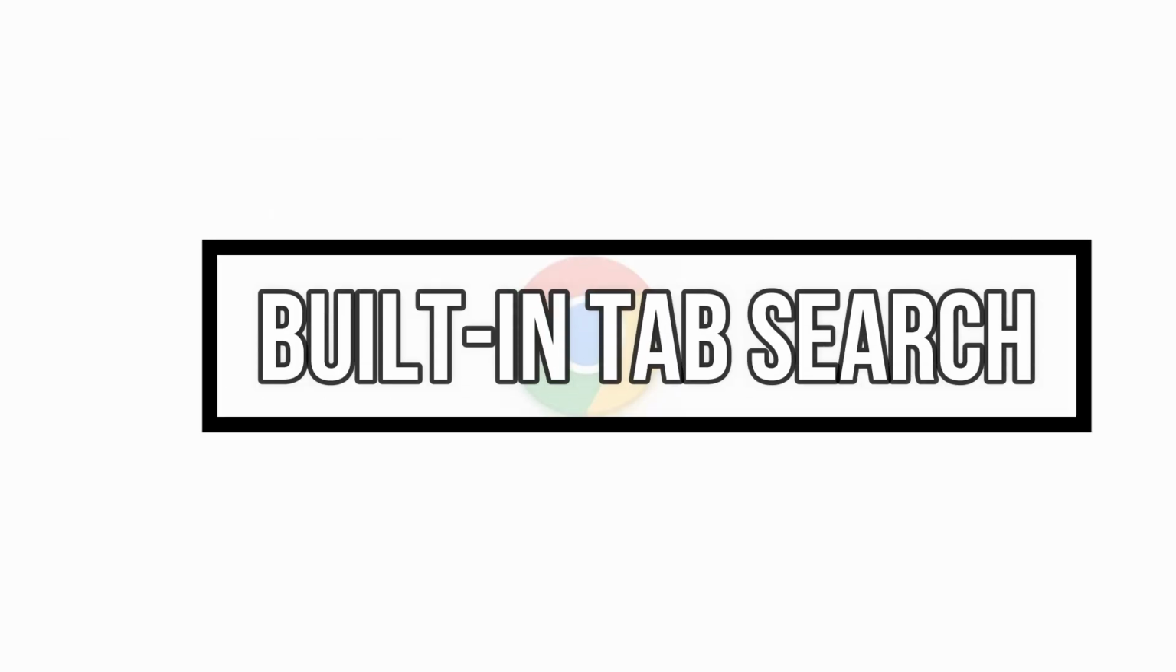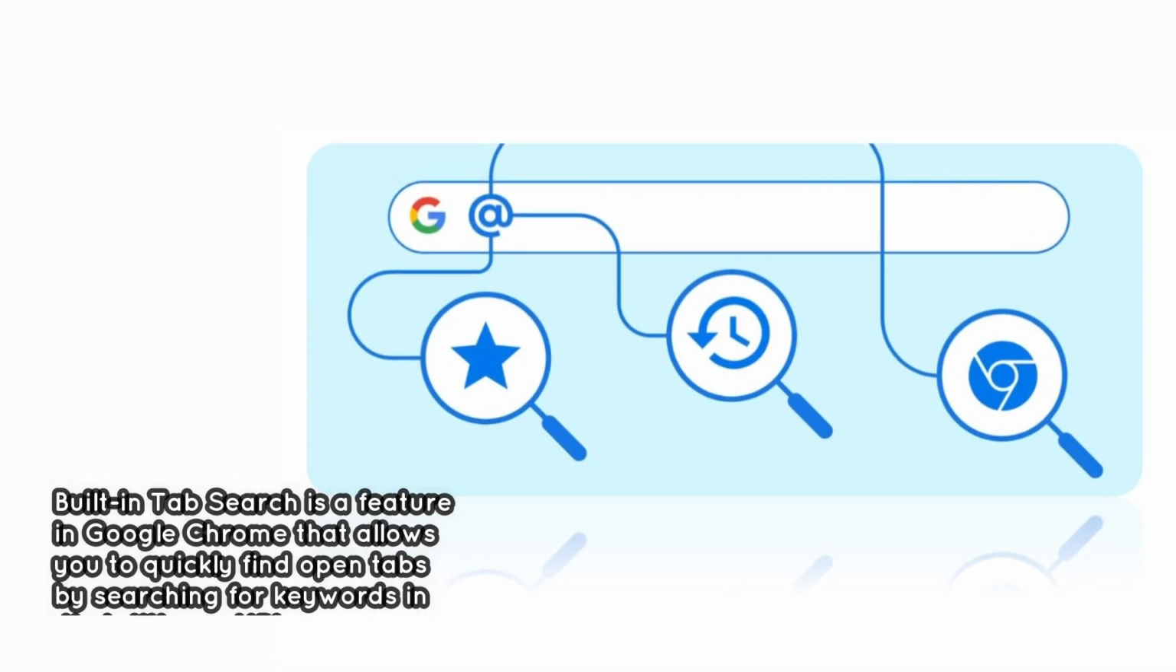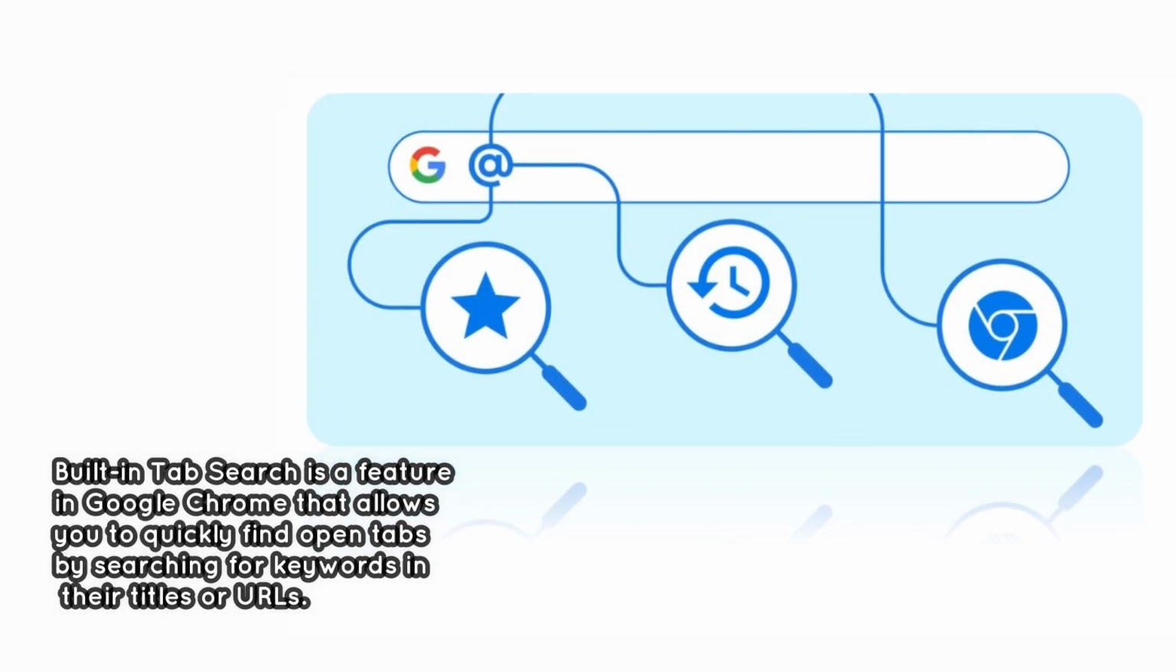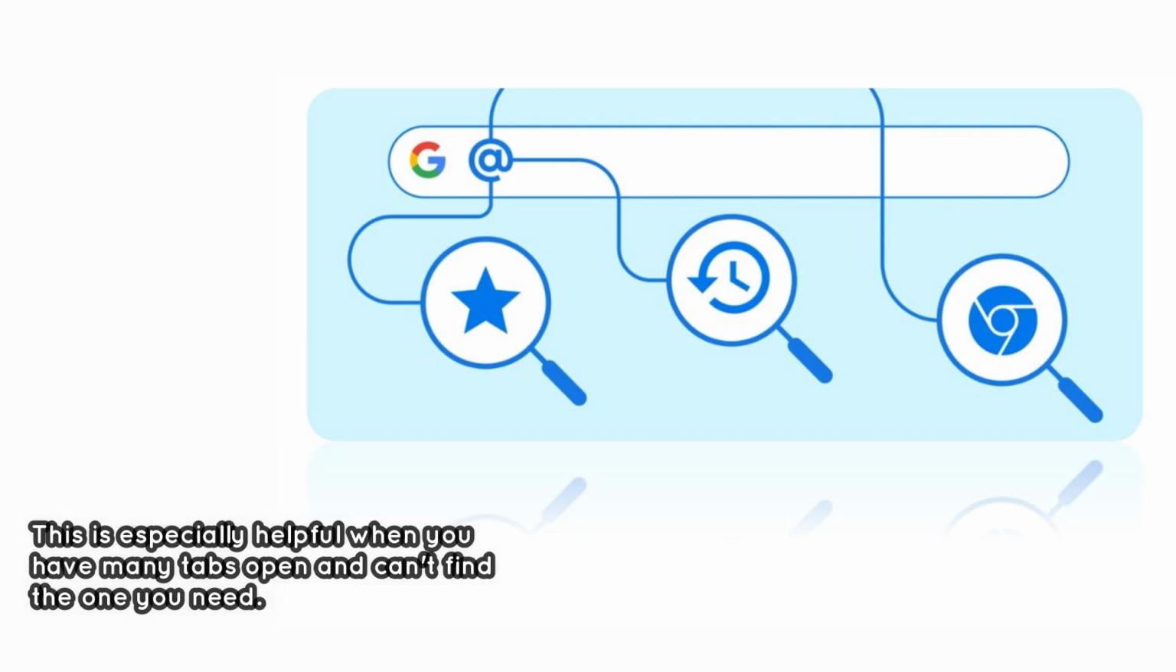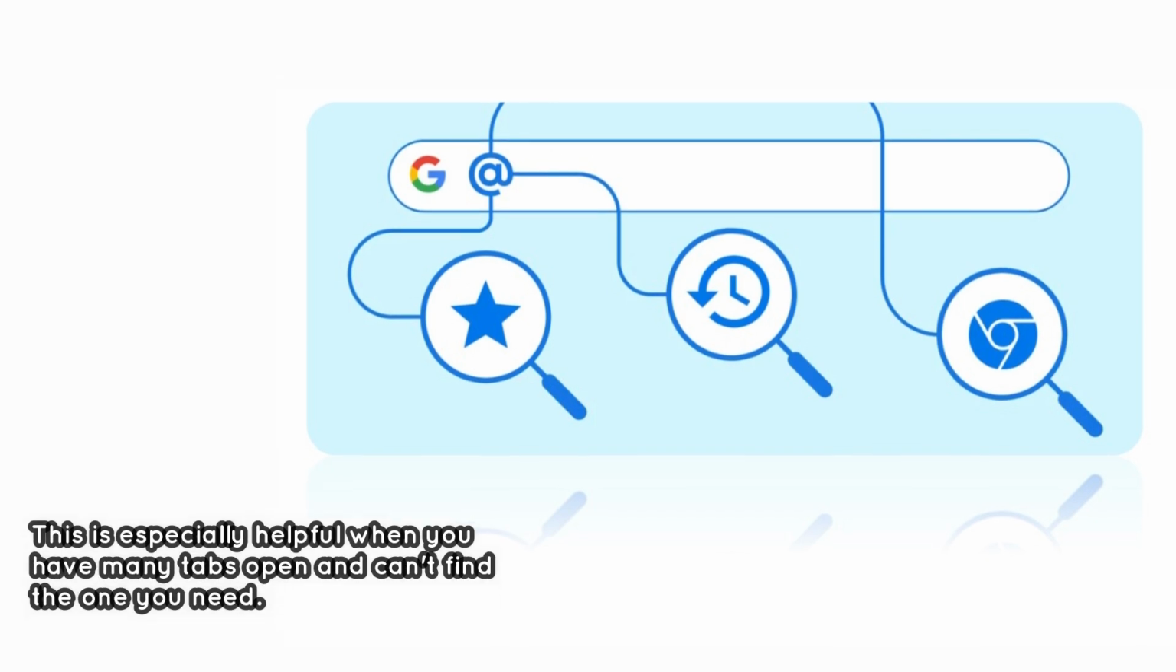Built-in tab search. Built-in tab search is a feature in Google Chrome that allows you to quickly find open tabs by searching for keywords in their titles or URLs. This is especially helpful when you have many tabs open and can't find the one you need.